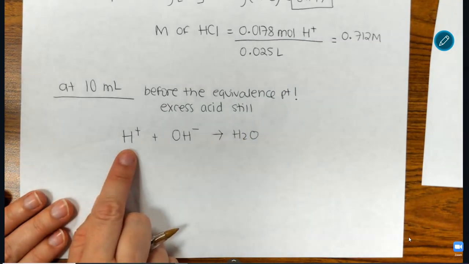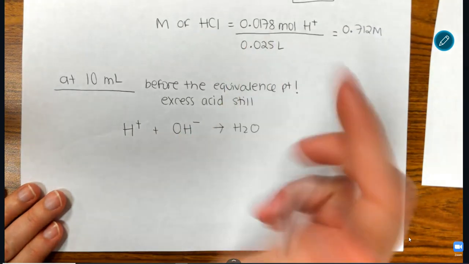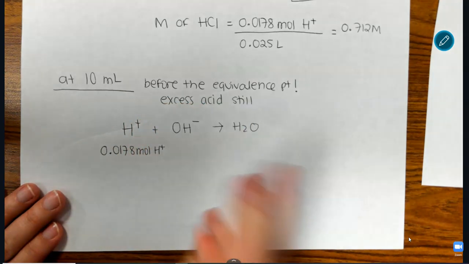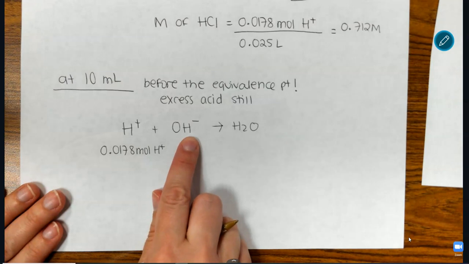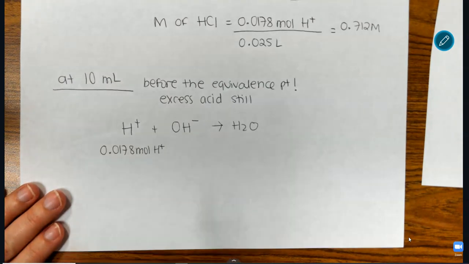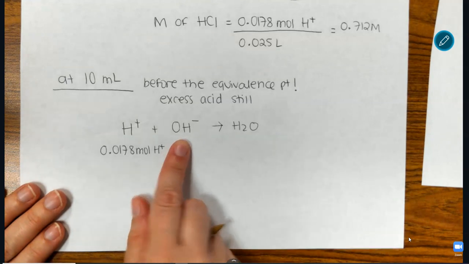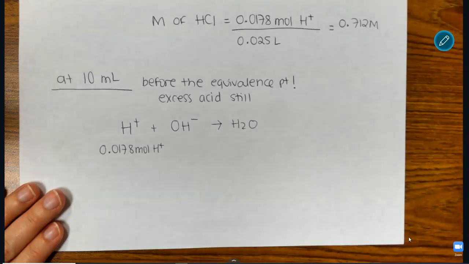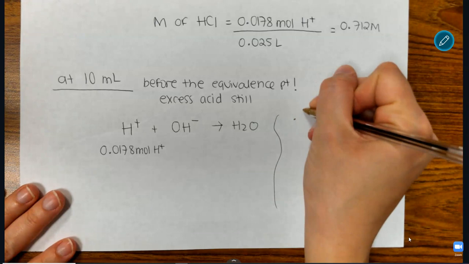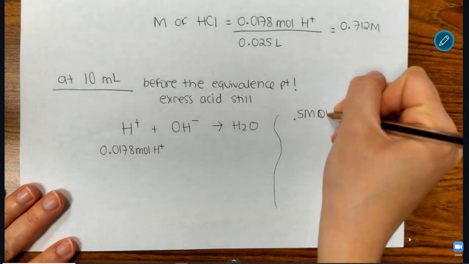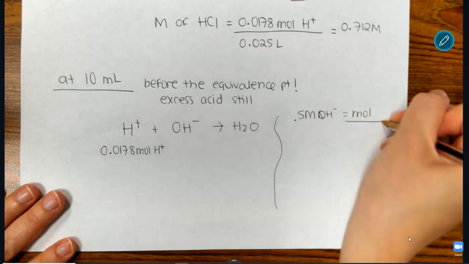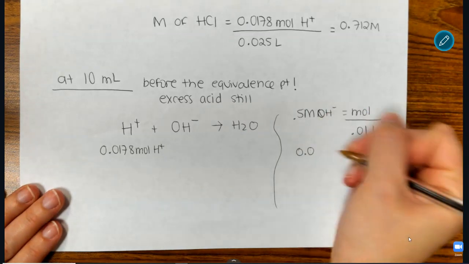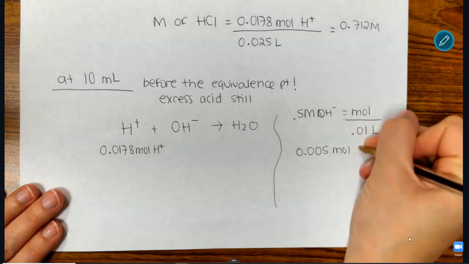When this titration started out, we had 0.0178 moles of H. We've added in 10 milliliters of hydroxide, so we need to figure out how many hydroxide ions we added in moles. I go back to my problem. The molarity of NaOH was 0.5. Off to the side, I have 0.5 M NaOH, or you can just call it OH, and I've added 10 milliliters, so 0.01 liters. So I added in 0.005 moles of OH.